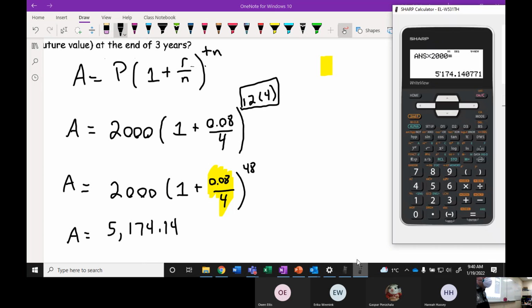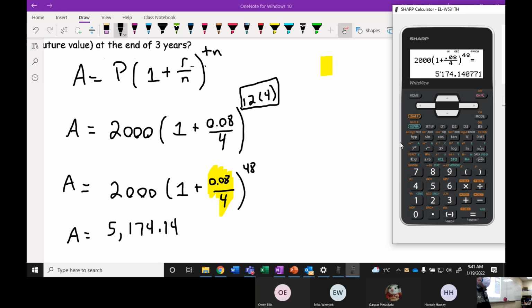Yeah, if you know how to type it all in your calculator, I could go 2,000 bracket 1 plus, and if I know how to use my fraction button in this case, I could go 0.08 over 4, move that over, put a bracket, and then go to the power of 48. Or to the power of 4 bracket 12. Or 12 bracket 4, yeah.